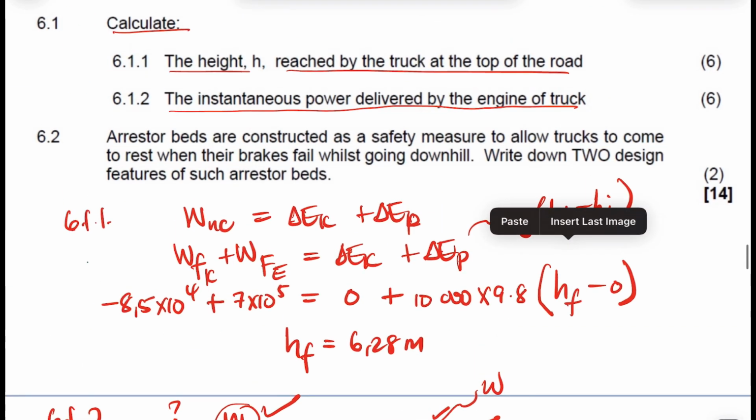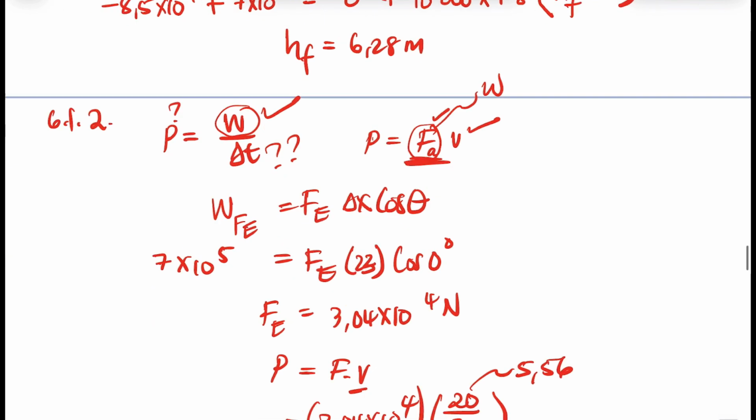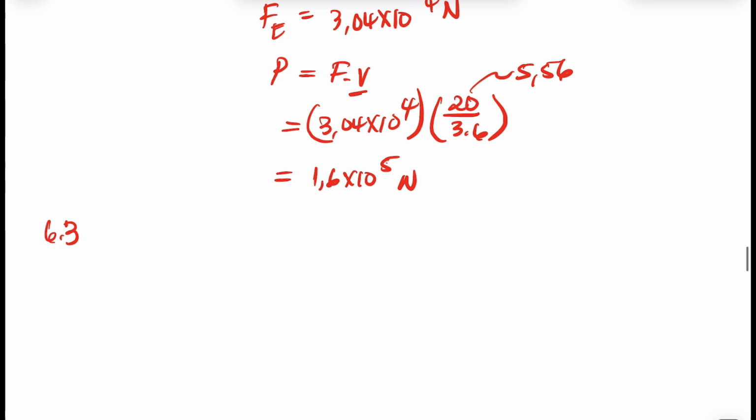And then let's move to the next question. The next question says an arrestor bed is constructed as a safety measure to allow trucks to come to rest when the brakes fail while going down the hill. Write down two design features of an arrestor bed. The design feature there, guys, is it 6.3 or 6.2? Yeah, 6.2. The two design features, guys, I'm going to say in words, I'm not going to write it.